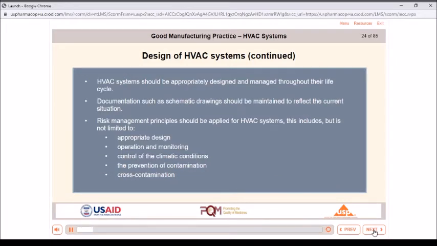Design of HVAC systems, continued. HVAC systems should be appropriately designed and managed throughout their life cycle. Documentation such as schematic drawings should be maintained to reflect the current situation. Risk management principles should be applied for HVAC systems. This includes, but is not limited to, appropriate design, operation and monitoring, control of the climatic conditions, and the prevention of contamination and cross-contamination.